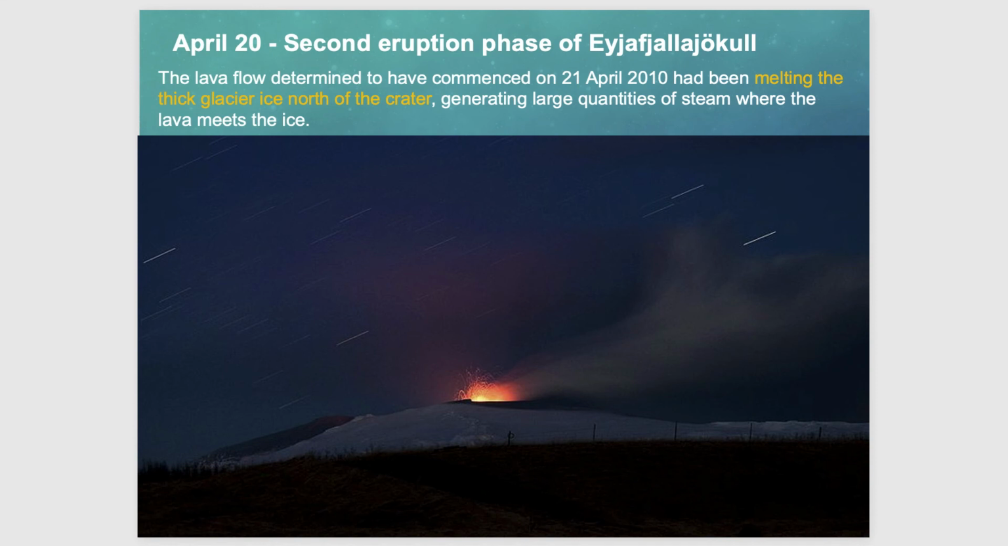The second eruption phase for the Eyjafjallajökull occurred also on April 20. The lava flow determined to have commenced on the 21st of April 2010 melted a significant amount of ice north of the main crater and generated a significant amount of steam.